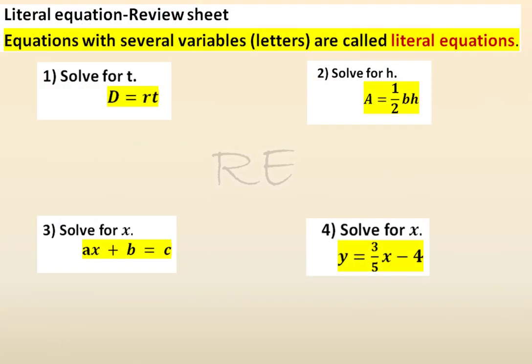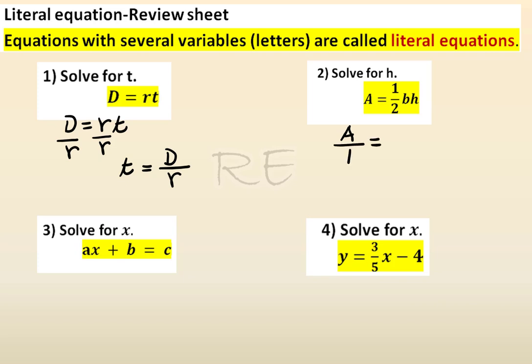An equation with several variables is called a literal equation. They are frequently used in formulas. Now, for the first equation, we're going to solve for t in terms of d and r. We have d is equal to r multiplied by t. So we divide both sides by r, and t is equal to d divided by r. By the way, this is the formula for linear distance.